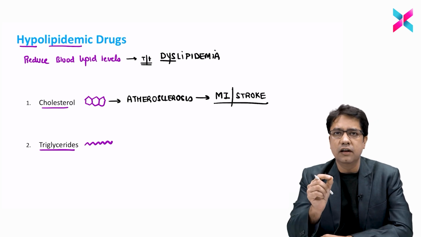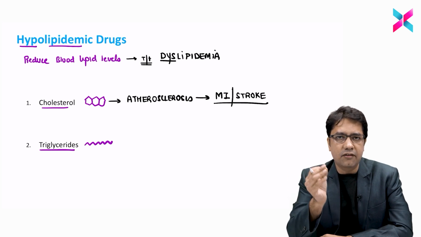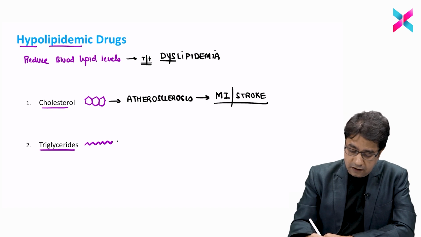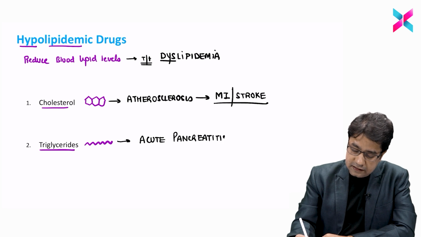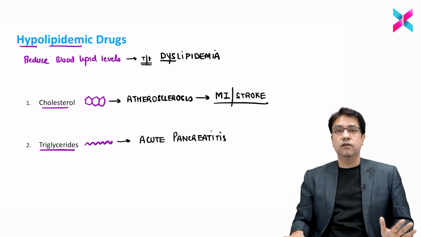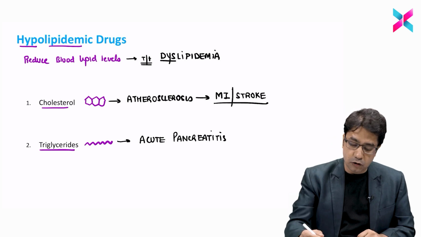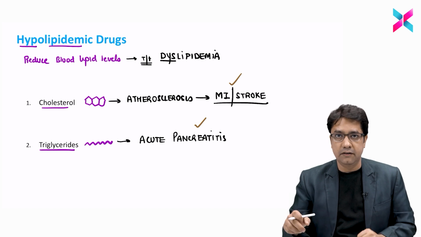Now, if cholesterol is increased, we know what happens. Can you think and decide, if triglyceride levels are increased, why it is bad for us? Remember, if triglyceride levels are increased, they damage the pancreas. So, hypertriglyceridemia leads to acute pancreatitis. So, don't you think that is why cholesterol and triglyceride must be reduced in the blood? That is why hypolipidemic drugs are given in the treatment of MI, stroke and acute pancreatitis.